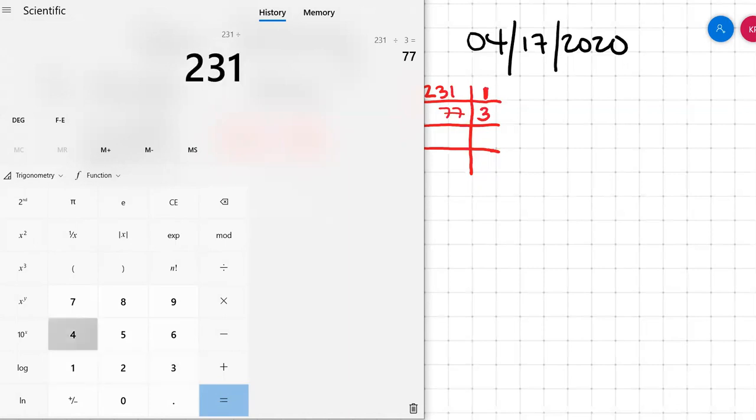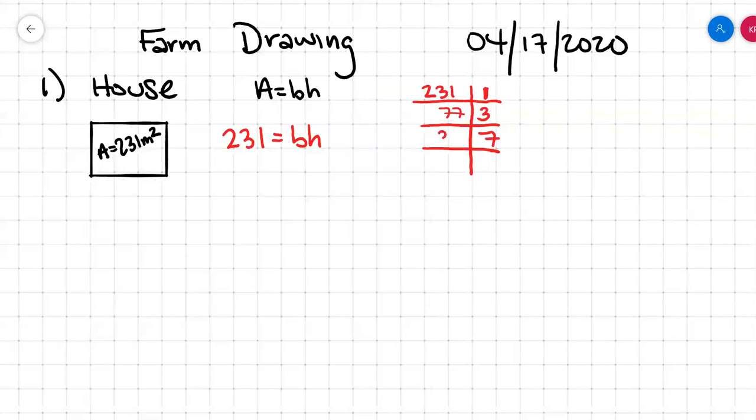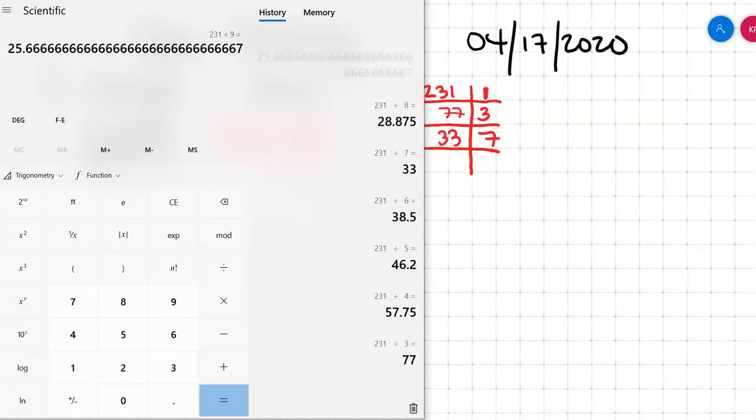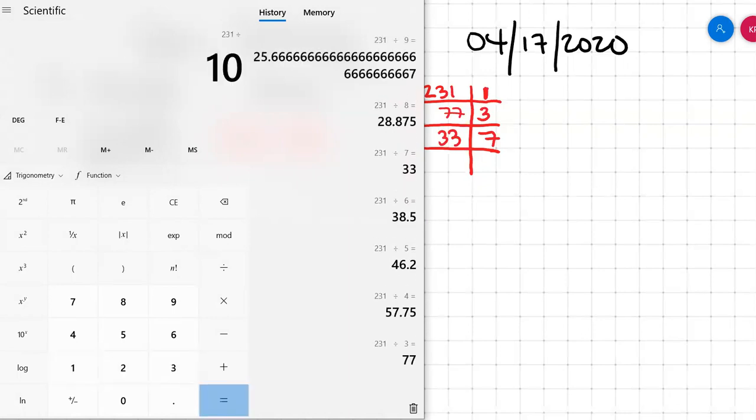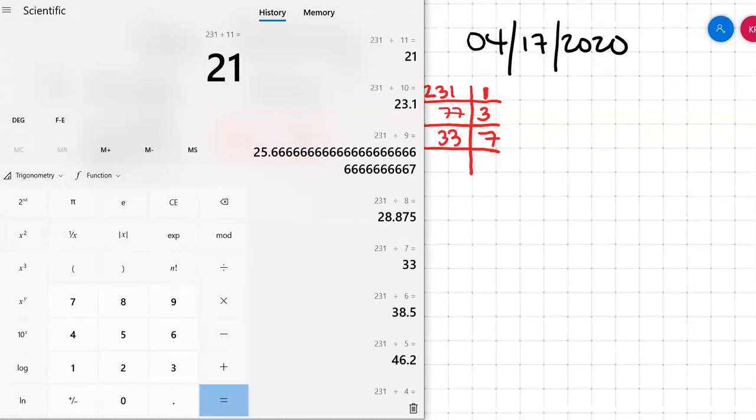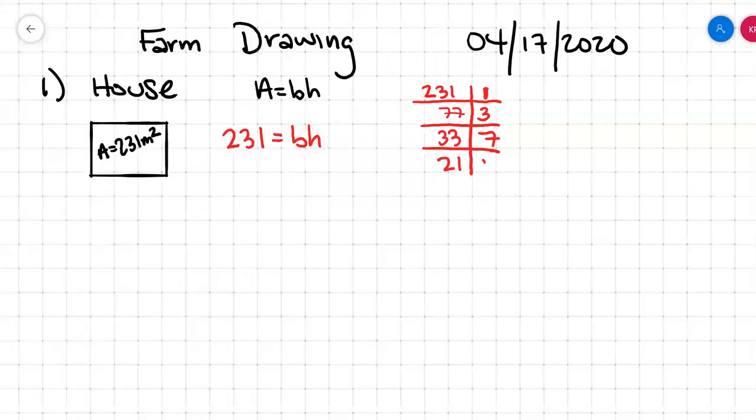So 231 divided by 4? No. What about 5? Still no. 6? 7? 7. Okay, so we have 7 and 33. So you could do that, but that's still pretty big. So let's go a little further. 8. What about 9? Let's keep going. There we go. Okay. So 21 and 11.